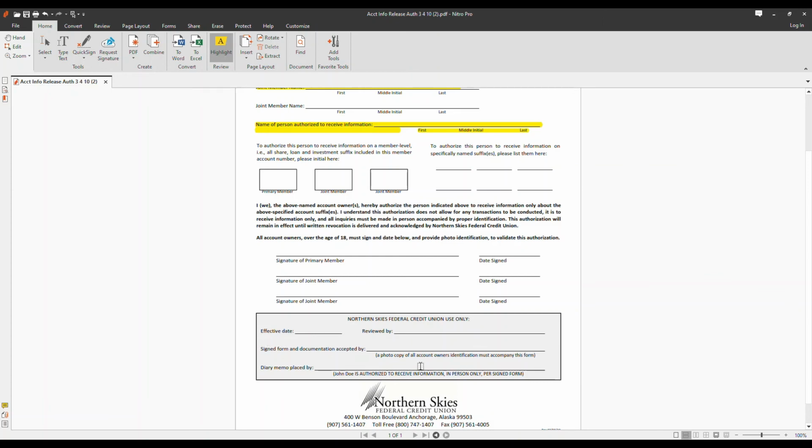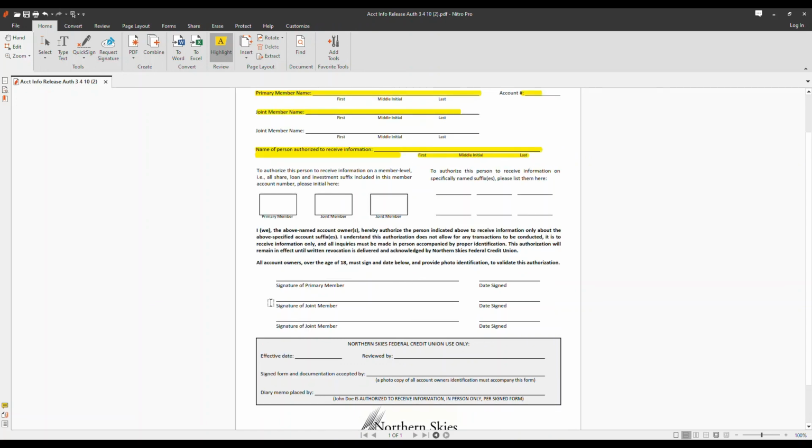As always, this is very important to have filled out so that we know who to go back to if we have any questions. Obviously, this is one of the older renditions of the form, but it's still the same concept.